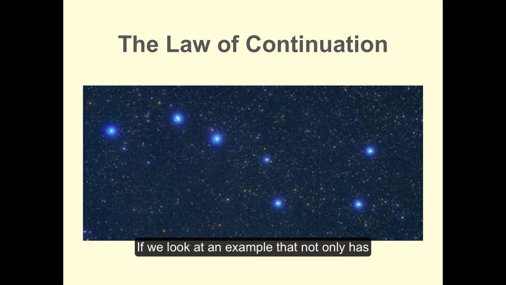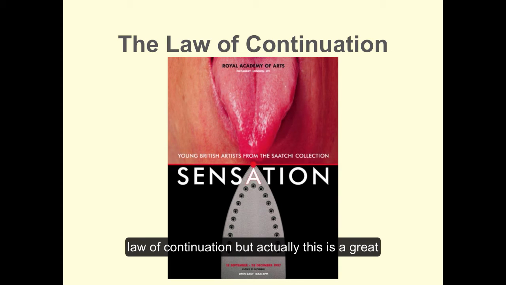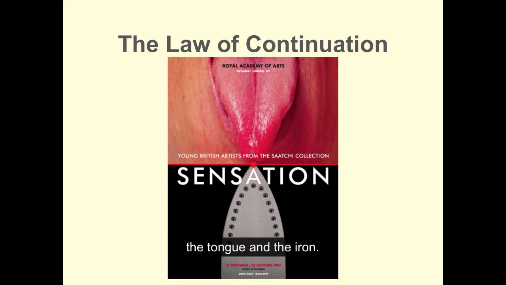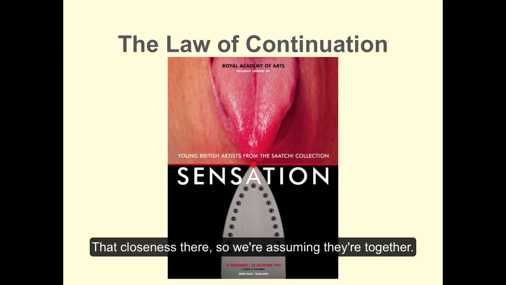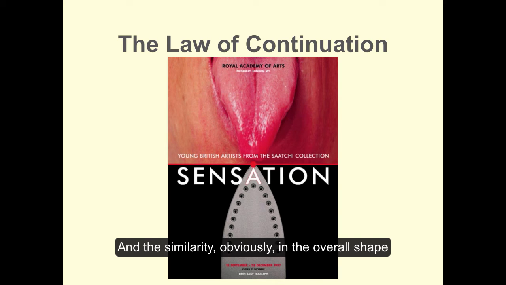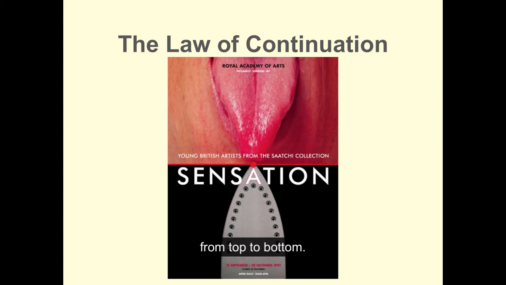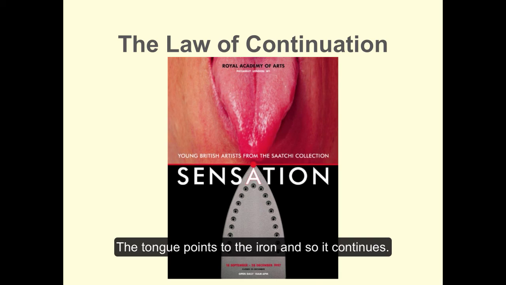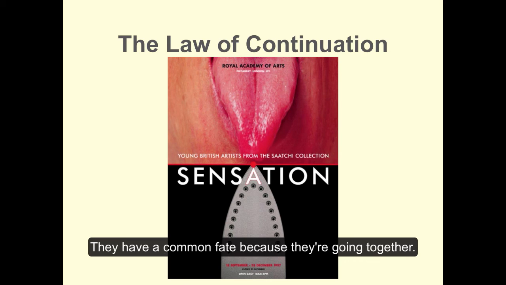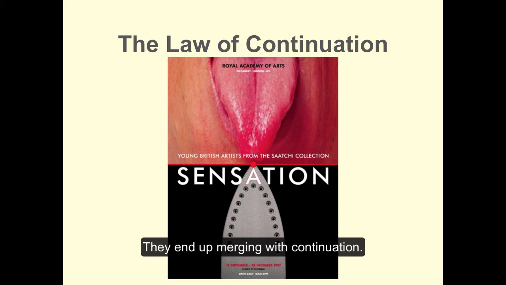So if we look at an example that not only has the law of continuation, but actually is a great example that applies almost all of the Gestalt laws, we have proximity here between the tongue and the iron, that closeness there. So we're assuming they're together. And the similarity, obviously, in the overall shape of the tongue and the iron as being a triangular shape. Then we have similarity, common fate, and continuation because we see a strong vertical presence across this page from top to bottom. The tongue points to the iron, and so it continues. They have a common fate because they're going together. They end up merging with continuation.